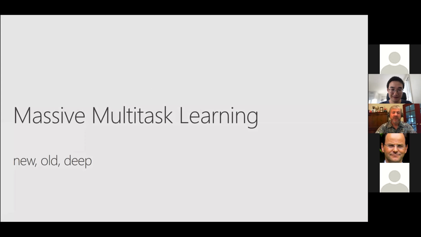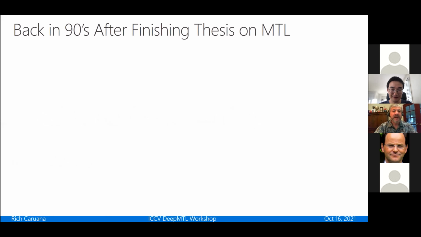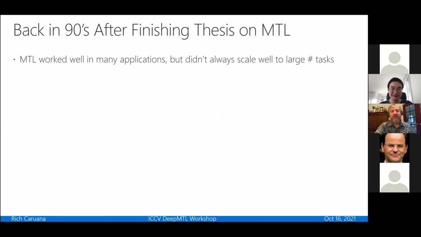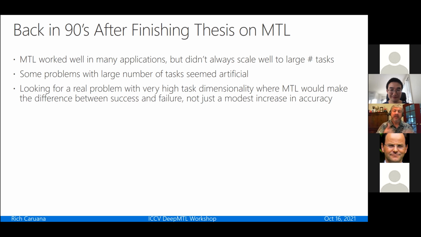Okay, let's jump in and talk about massive multitask learning. Back in the 90s, after I finished my thesis on MTL, which I guess was in 97 or 98, I was looking for ways to make multitask learning better. It worked well in many applications, but it didn't always scale to a very large number of tasks. And some problems that had a large number of tasks seemed kind of artificial. So I was looking for a real problem that naturally had very high task dimensionality, and where multitask learning was going to make the difference between success and failure, not just a 1% or 5% increase in accuracy. I wanted it to be the game changer.